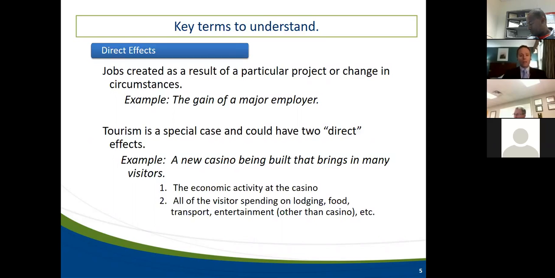Tourism, we're finding a lot of folks want to have tourism as something that they study.